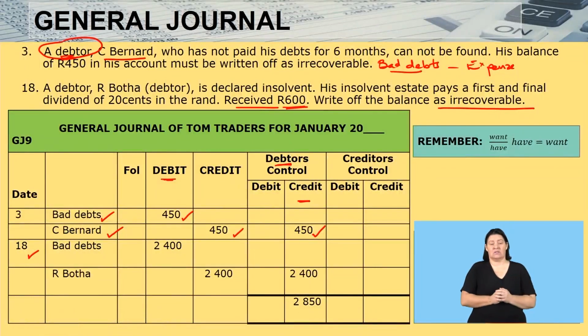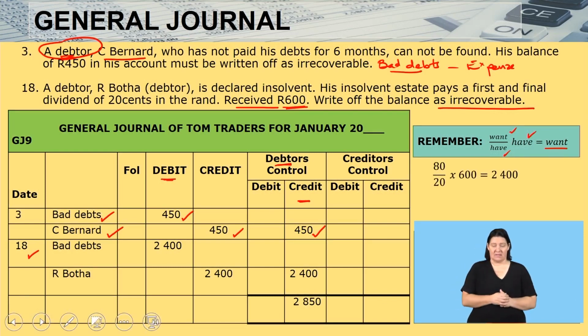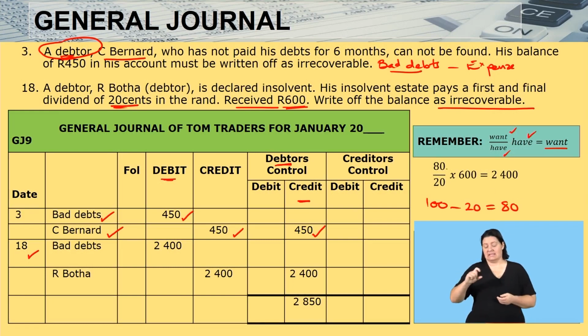In order for us to do that, you have to remember the way to calculate. It is easy. You simply say what you want over what you have, times what you have will give you what you want. And if we're to have our figures, remember that this debtor was owing 100, that is the full amount, but they have paid 20 cents, so we have received 20. What we have not yet received is 80 cents. There it is, 80. So what we want is the 80 that we have not yet received, which is going to be written off as irrecoverable.